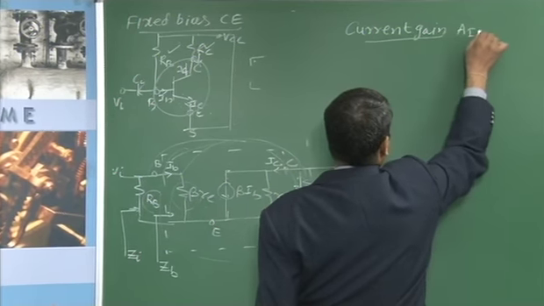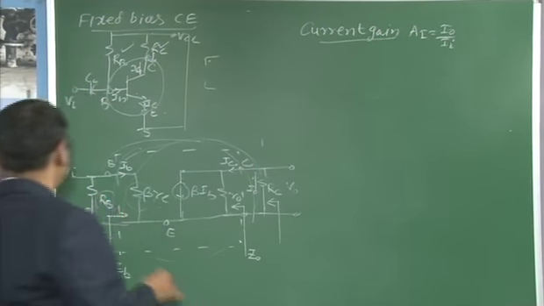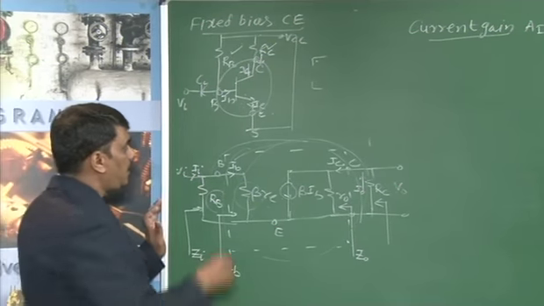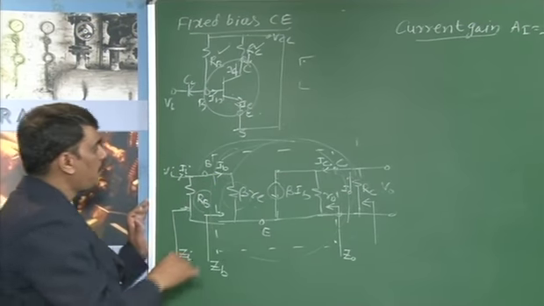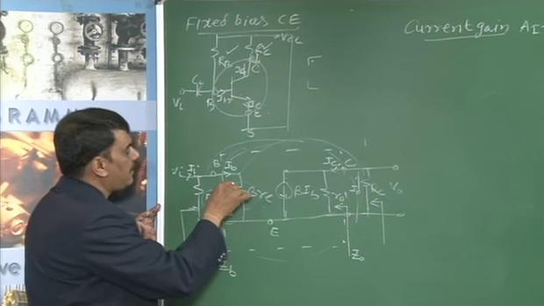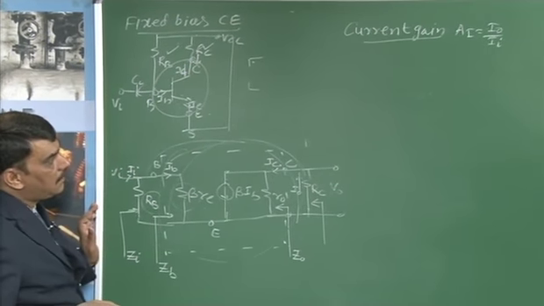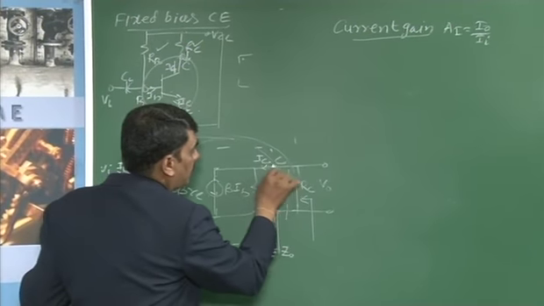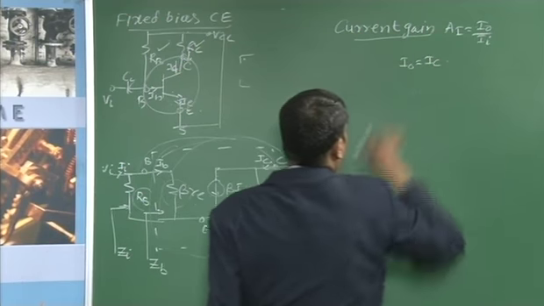Current gain AI is equal to I0 by Ii, where Ii is the current flowing through this. Earlier we defined current gain as IC by IB when there is no biasing. When biasing is introduced, the current flowing through IB is slightly reduced. Then the current gain of a transistor is given by AI equal to I0 by Ii. What is I0? I0 and this current IC are flowing in the same direction. Therefore, I0 is equal to IC.